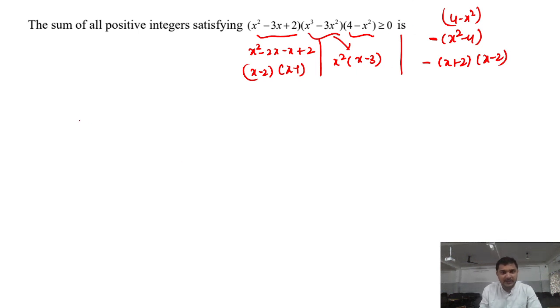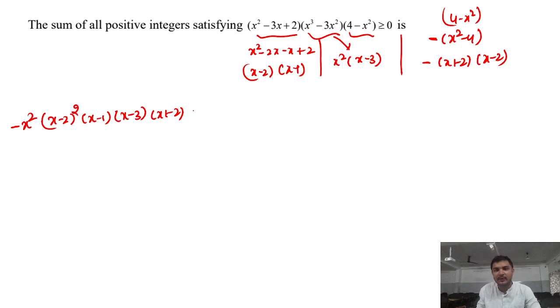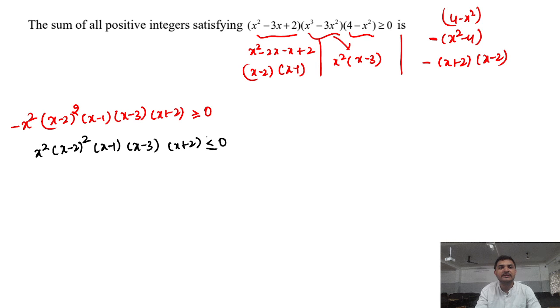So this entire expression is actually x minus 2, x minus 1, x square, x minus 3 minus x plus 2 into x minus 2. X minus 2 here we already have, so x minus 2 whole square is greater than or equal to 0. Now, we have a minus ahead, so if we multiply by minus, the inequality orientation will reverse. So we'll get x square, x minus 2 whole square, x minus 1, x minus 3, x plus 2, and it is less than or equal to 0. Right?